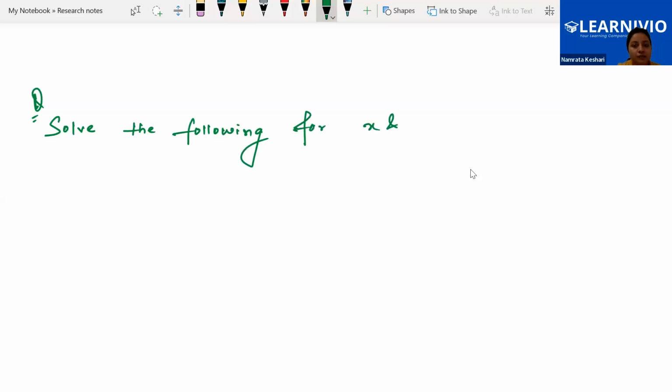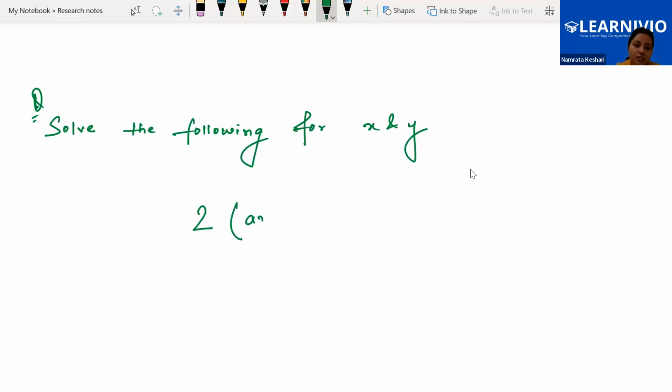Again, the same type of question. Please do try solving it. Okay. Solve the following for x and y.